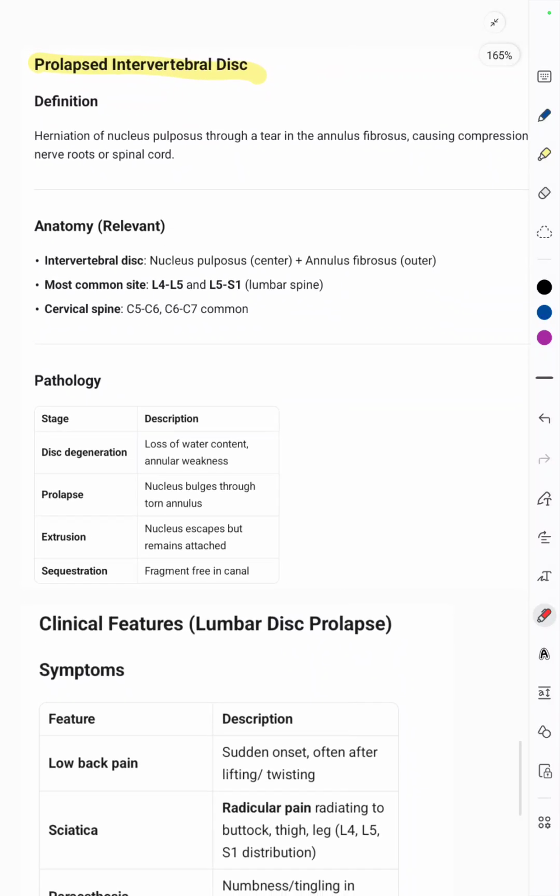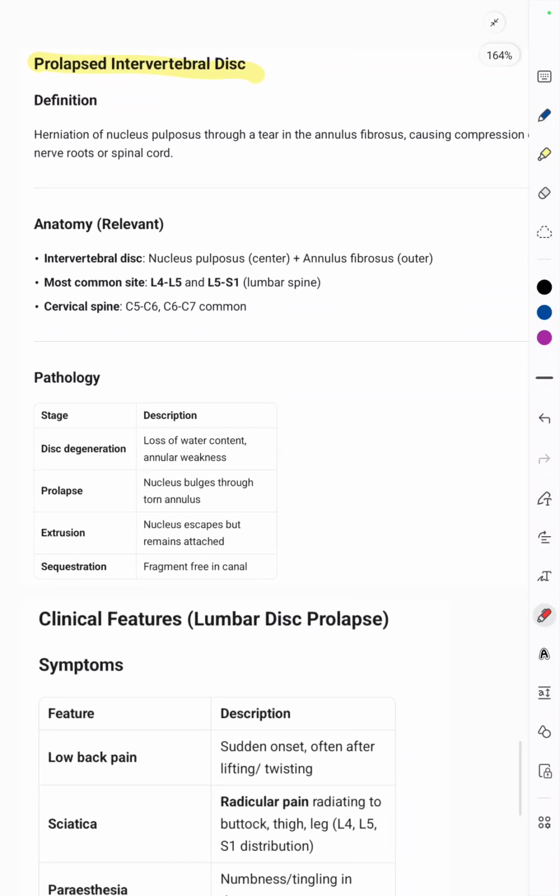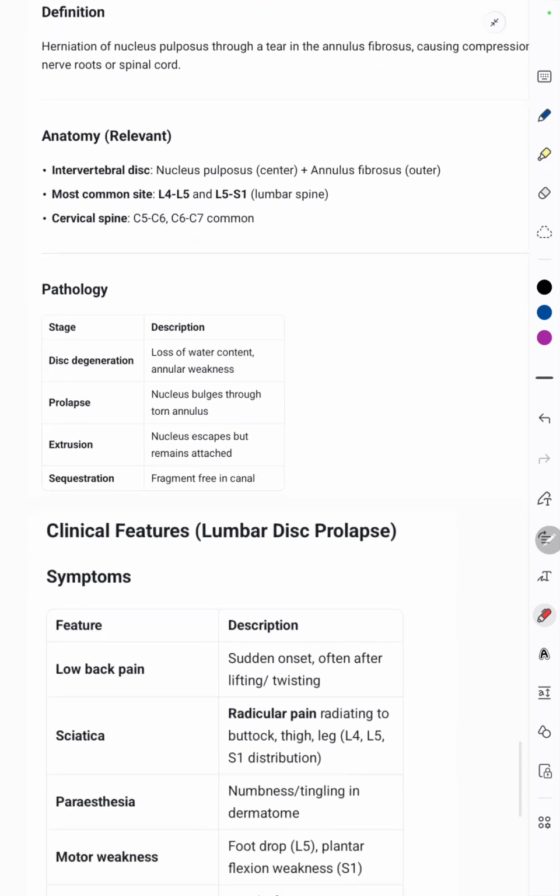Next is the PIVD, that is prolapsed intervertebral disc. So the prolapsed intervertebral disc is nothing but the herniation of the nucleus pulposus through the annulus fibrosus. The intervertebral disc consists of the nucleus pulposus in the center, and the outer one is the annulus fibrosus. The most common site is L4, L5, and L5, S1 in the lumbar spine. In the cervical spine, C5, C6 or C6, C7 is common.